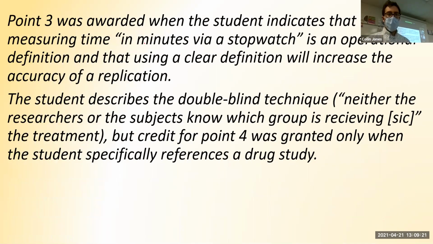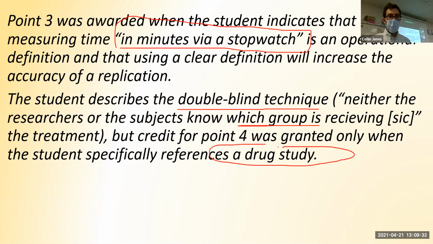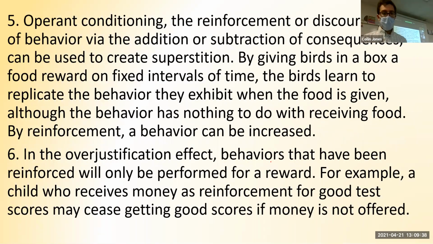Point 3 was awarded when they said minutes via stopwatch. Remember, the example was important here. And then the double blind technique, when they talked about which group being the placebo. So because they mentioned a drug study, they got this point. They had to talk about the specific example, a drug study. They did not, I don't think they got all 7 points.